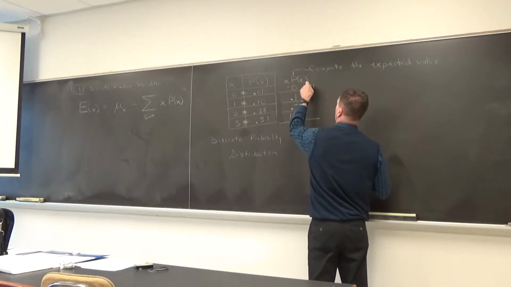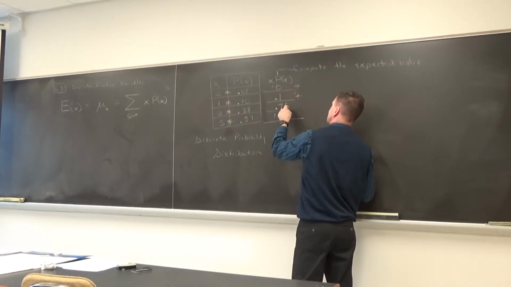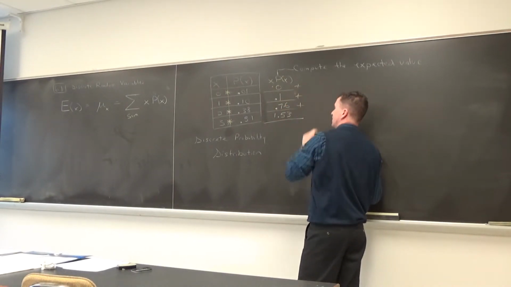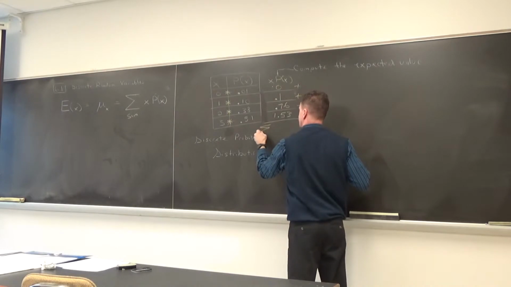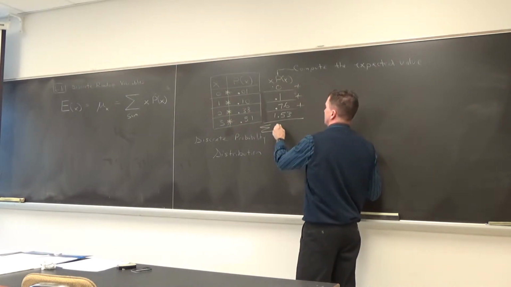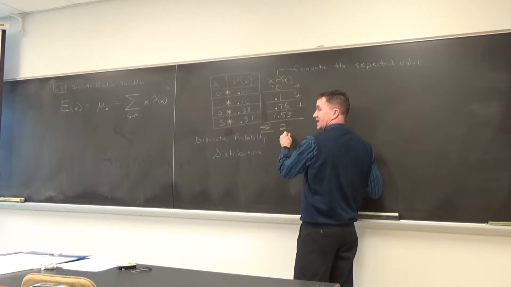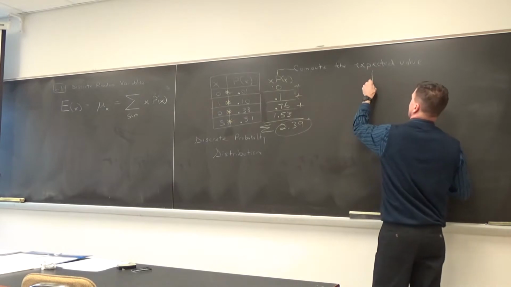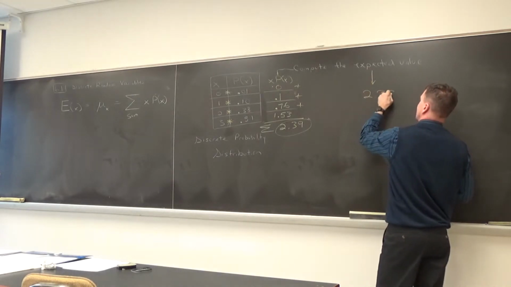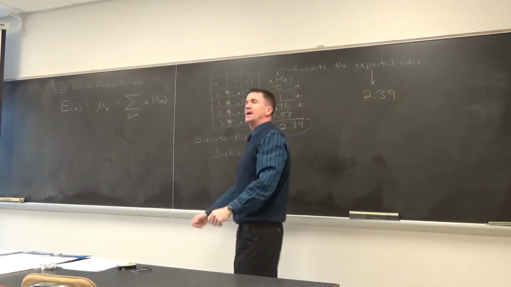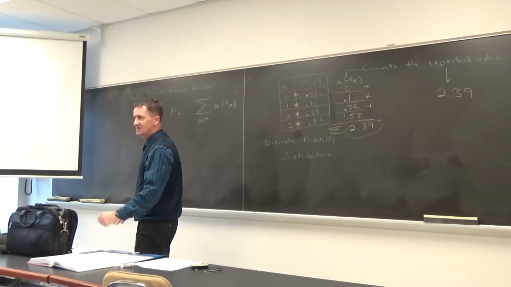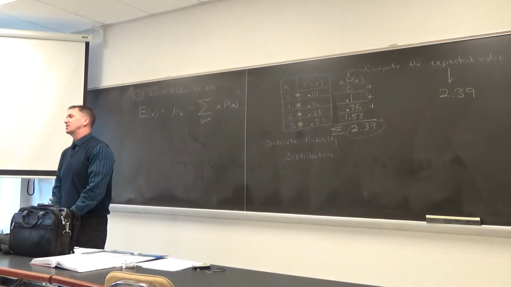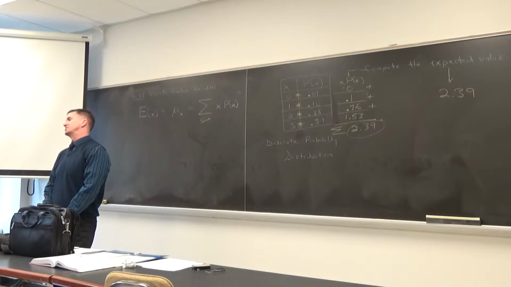What's 0 plus 0.1 plus 0.76 plus 0.53? What's the sum? 2.39. All right, there it is. So there's our expected value. The expected value is 2.39. And I know we're saying, well, you can't make 2.39 baskets, right? But that's our value. That's what we call the mean of that probability distribution.